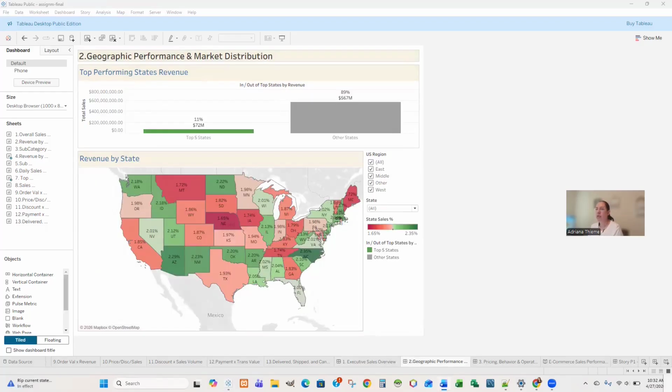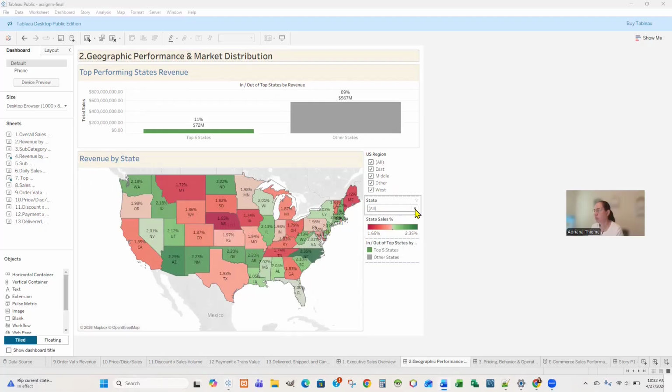Our second dashboard is based on geographic performance and market distribution. So we will look at both charts that represent state revenue, which is the revenue by state with the USA map at the bottom, and the top performance state revenue, which shows the top performing and the bottom performing states. Green states have higher sales contributions, and the red ones obviously have lower sales distributions.